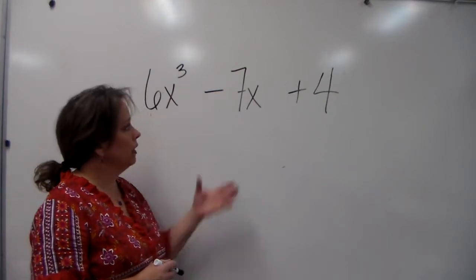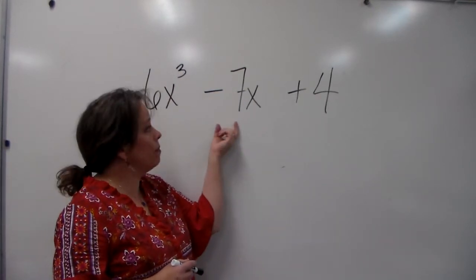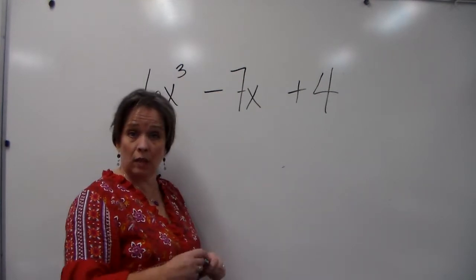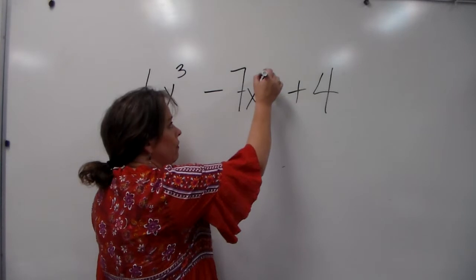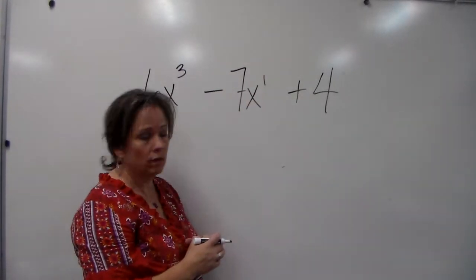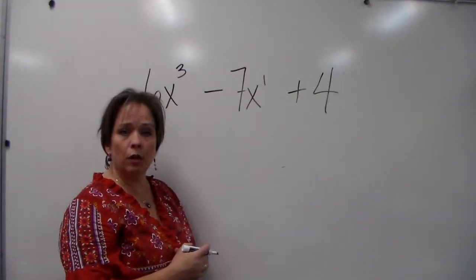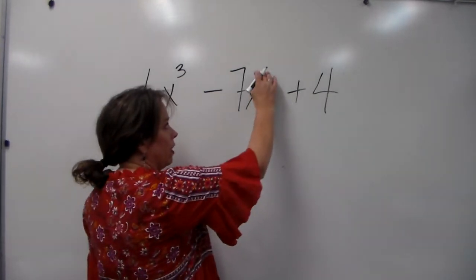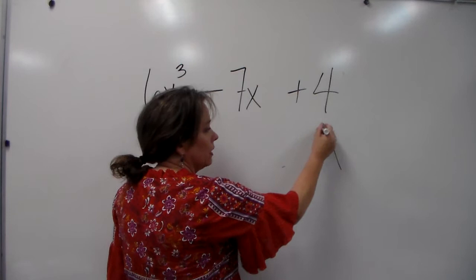the first term. This one has a number multiplying a variable, okay? We don't see the exponent, but there's an invisible one there. And we might have terms that don't have a variable. When we don't have a variable, we call it a constant.